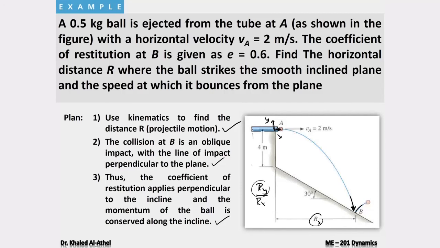Now the problem says find the horizontal distance r, which we've done, where the ball strikes the smooth inclined plane, and the speed at which it bounces from the plane. So now I need to perform the oblique impact analysis. First of all, let's draw the problem so that I know what kind of impact it is and how it looks. So I have something like this. This angle is given to me as 30 degrees. This is the ball as it hits the line.